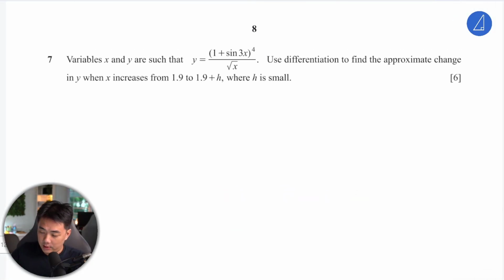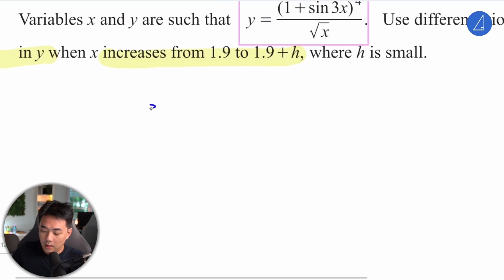So variables x and y are such that y is equal to this equation here. Use differentiation to find the approximate change in y. So the approximate change in y, which is this over here, when x increases from 1.9 to 1.9 plus h. So here x equals 1.9, it changes to x equals 1.9 plus h.